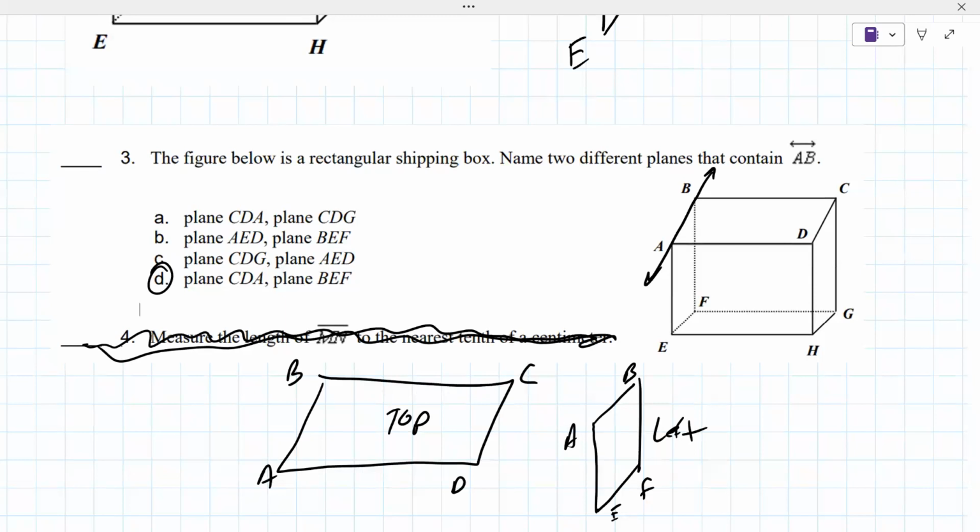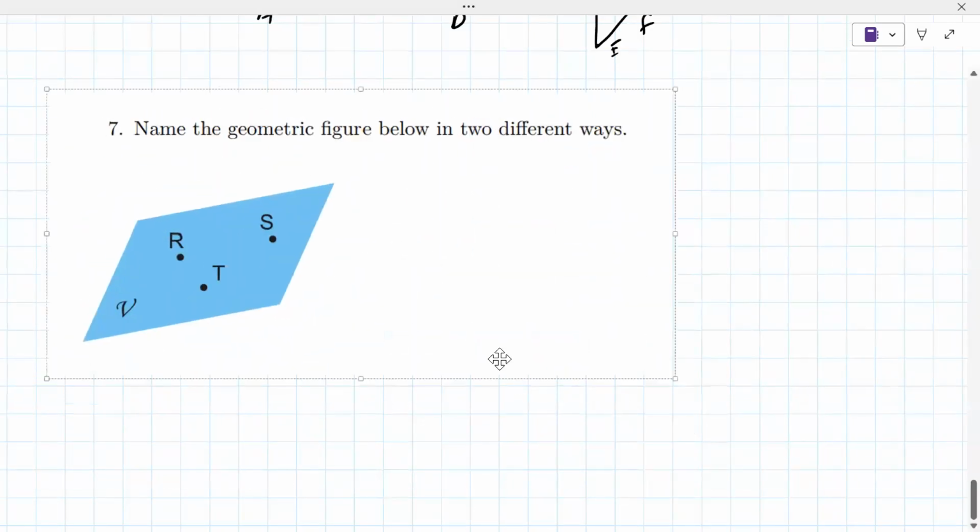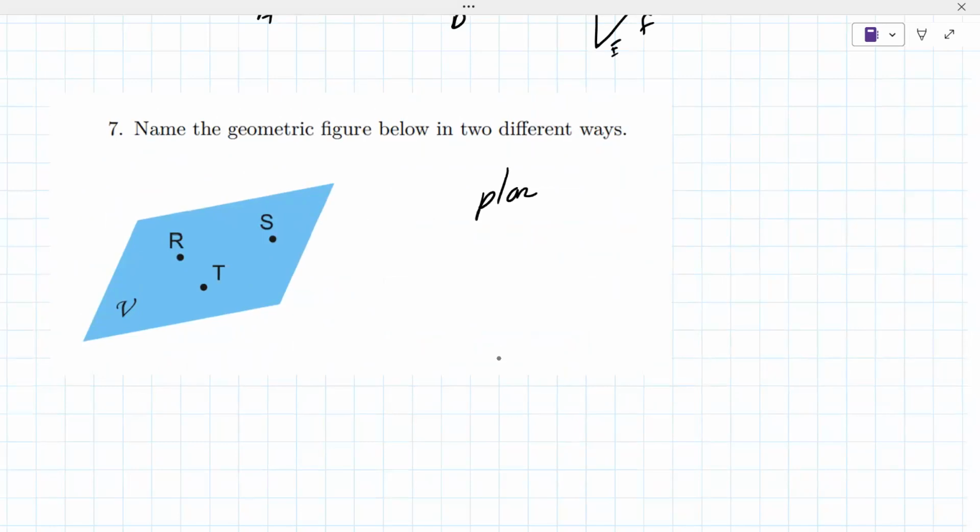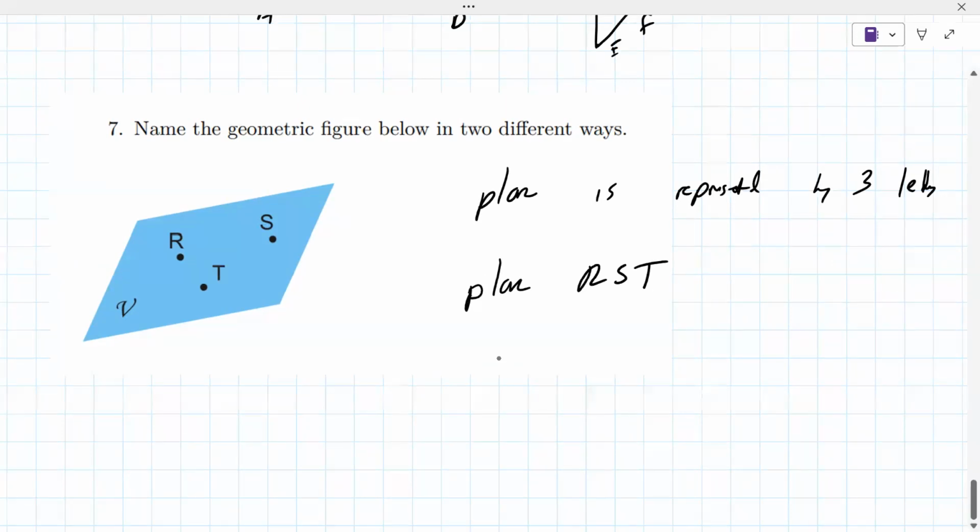All right. Now, probably should have had you do this problem first. I was scrambling here to find some more problems. So a plane is represented by three letters. Okay. So plane RST. And it's typically in alphabetical order. Typically.